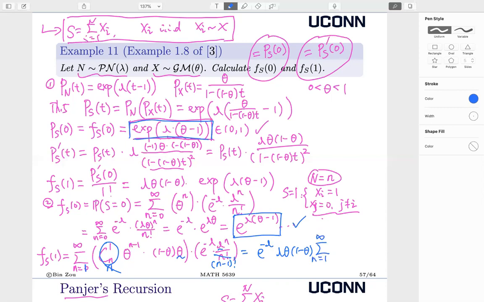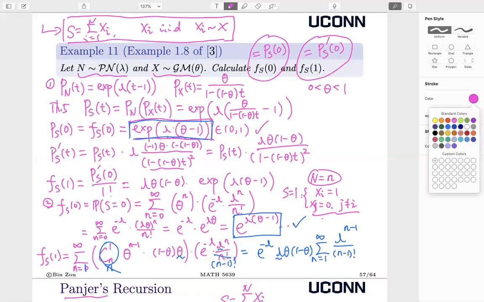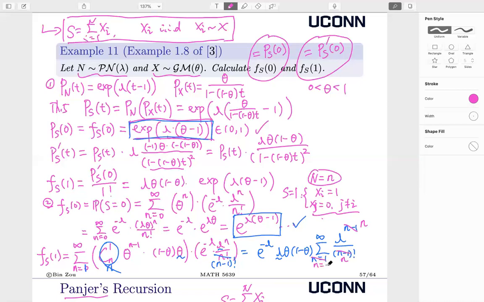And now I have lambda. So now the current power term is n minus 1, because I have already factored out 1 lambda. The reason is because my denominator is n minus 1 factorial. Okay, so now I can use something to replace n minus 1. Let's still use n to replace it. So now my n will begin with 0, right?